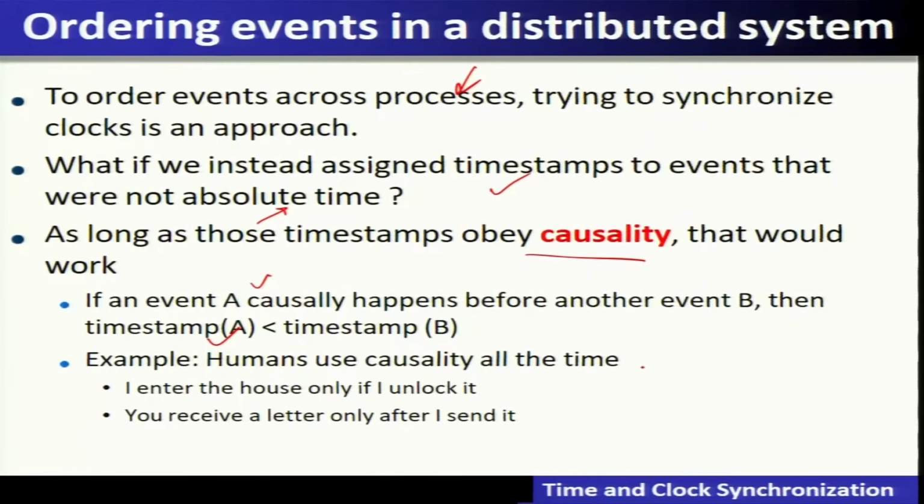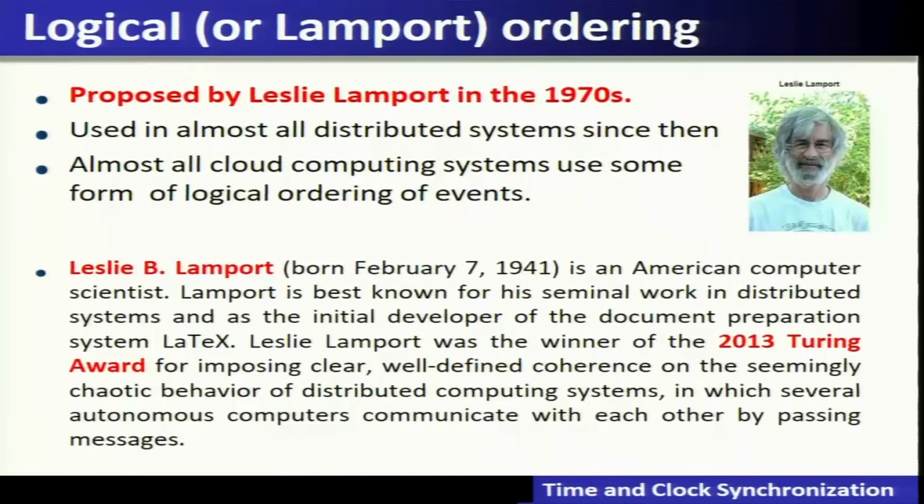So, humans use causality at all points of time. For example, I enter the house only if I unlock it. So, without knowing the clock values, you know which event has happened before which other event. Similarly, you receive a letter only after it is sent, so sending of a letter happened before you receive the letter. So, without even having the physical clock, ordering the events is possible using the happened-before relation, and that is called the causality relation.